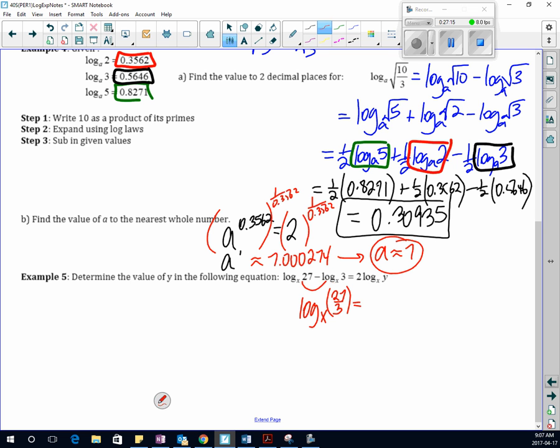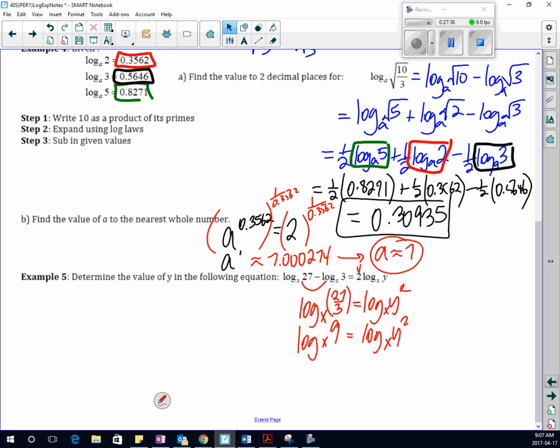And then what do you get on this side if you have a coefficient of 2 right there? Yeah, this would be y squared with a base x, yeah. So I'll write this again. This is log of 9 base x equals log of y squared base x.